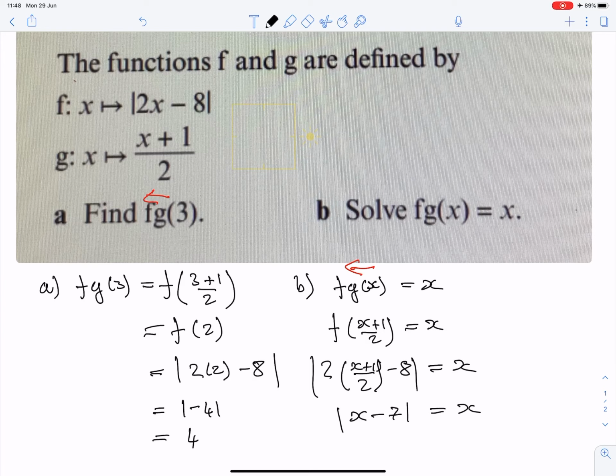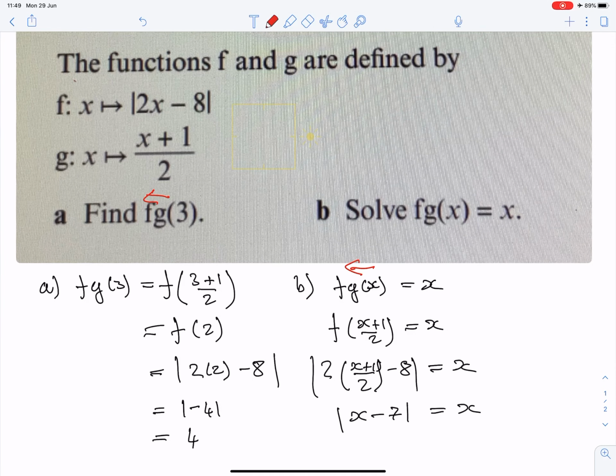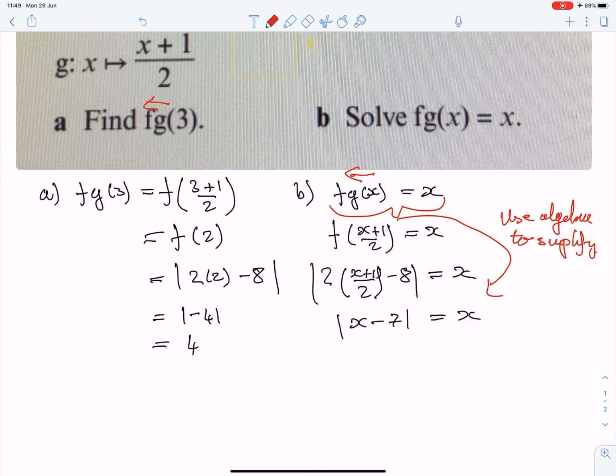Okay, so what we've done so far is we've taken this, and this is what we do so often with algebraic questions. We've taken this, which is perhaps unfamiliar, and we've converted it to something that we're more familiar with. So use algebra to simplify.